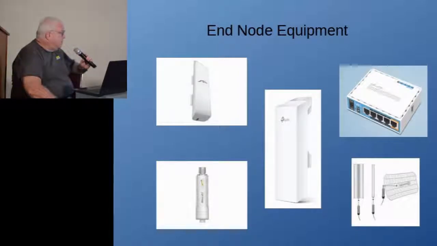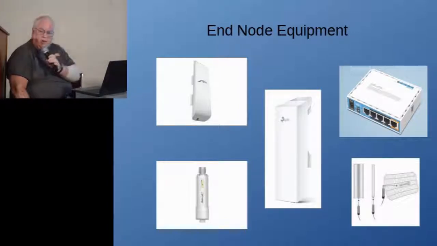Lower right, the left-hand side is a sector antenna. The center is an omni antenna, and the right side is one of the possible parabolic antennas.